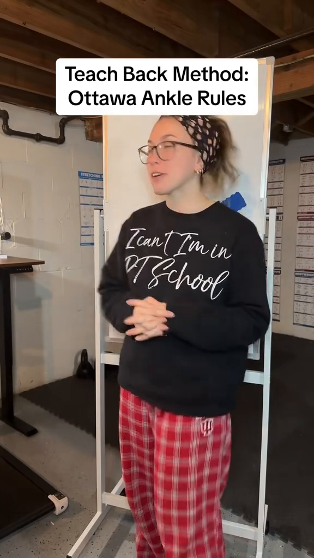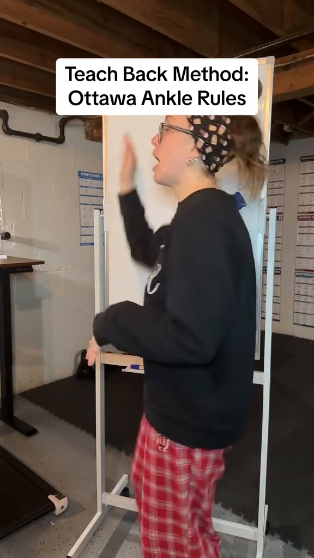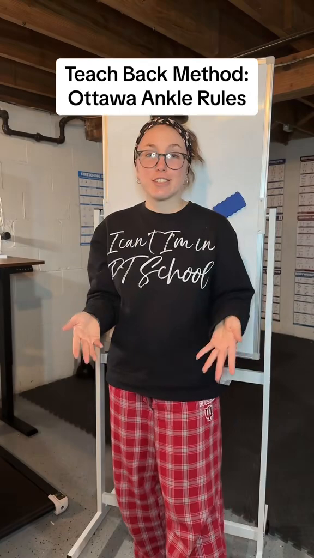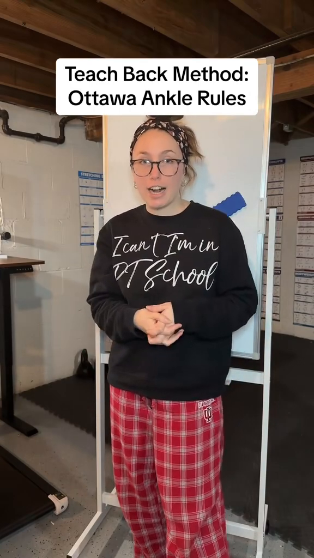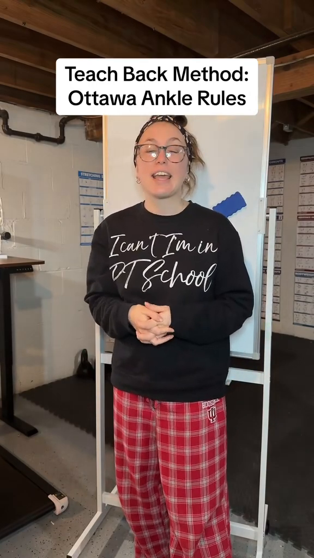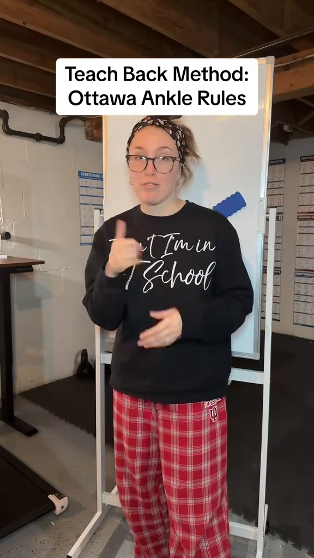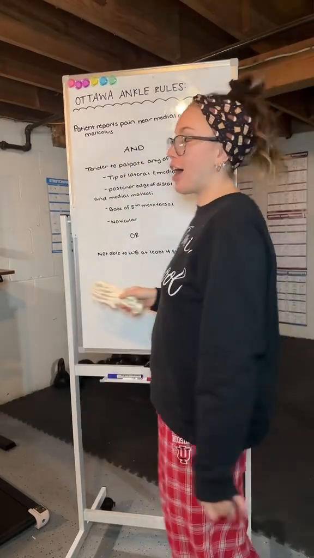On today's segment, we're going to be talking about Ottawa ankle rules. Ottawa ankle rules is basically just a check-off list to help us rule out a fracture. I do want to preface by saying it cannot rule in a fracture, only rule out a fracture. Let's break them down. Here we have our Ottawa ankle rules.